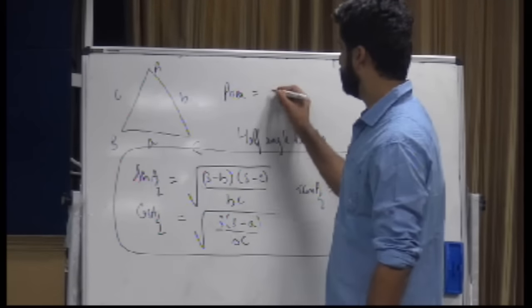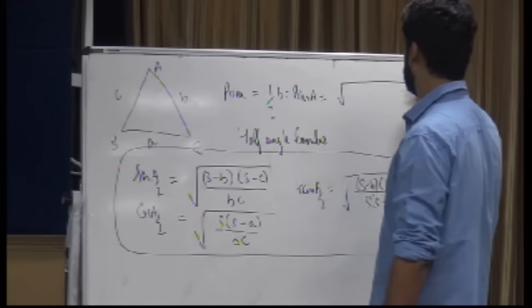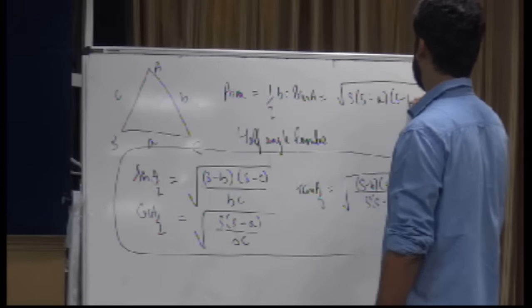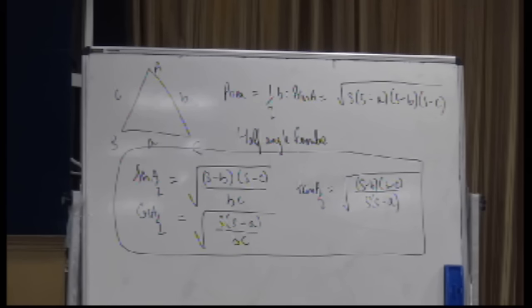And the area is given by half BC sine A is equal to root S, S minus A, S minus B, S minus C. So write this all down. Done?